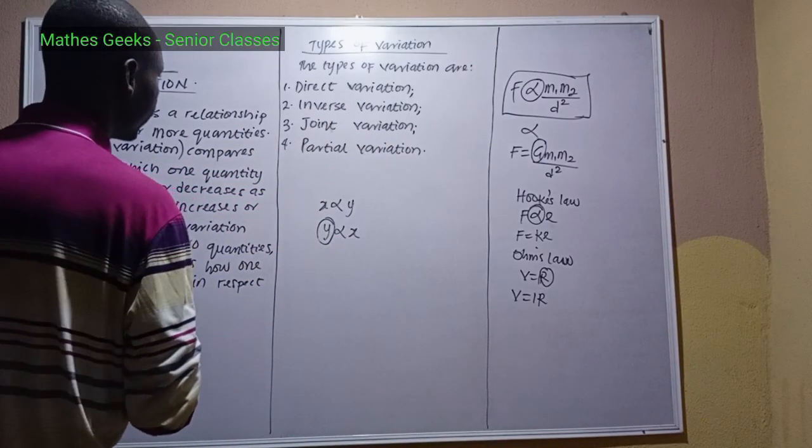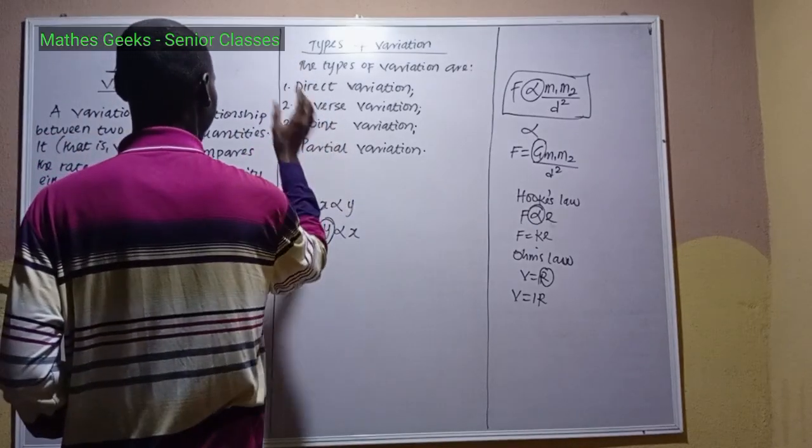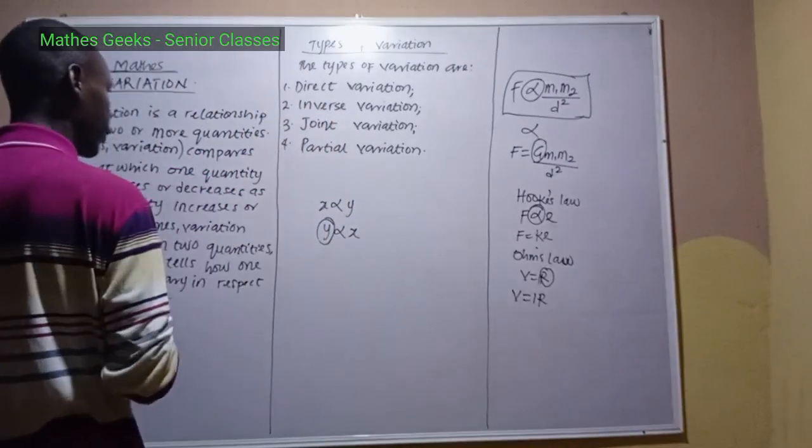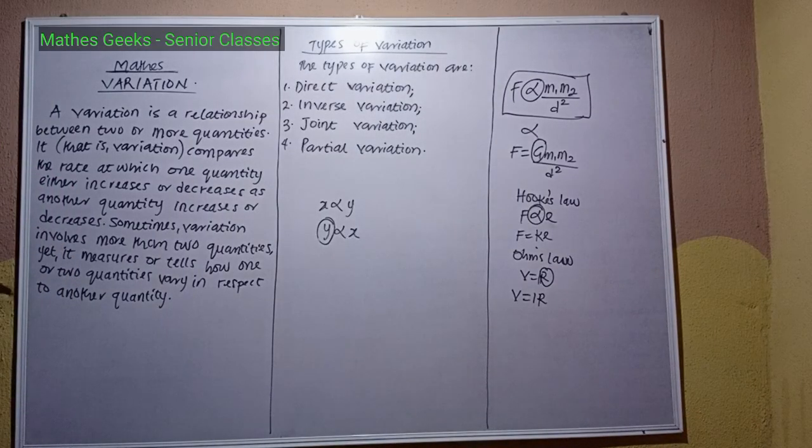In the subsequent videos, I'm going to look at each of these types of variation individually. So just get the basic understanding that variation is a relationship between two or more quantities. It compares the rate at which one quantity either increases or decreases as another quantity increases or decreases.